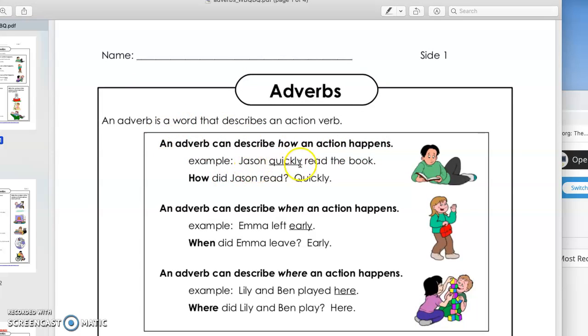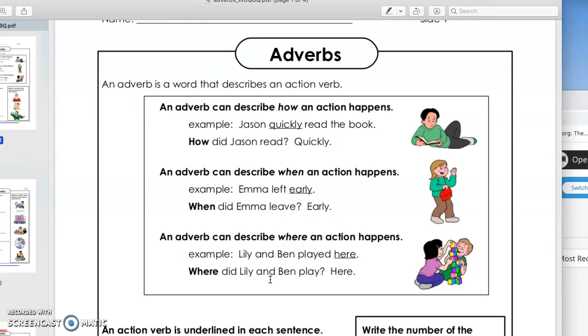For example, Jason quickly read the book. So we ask ourselves, how did Jason read? He read quickly, and if you notice, there's an ly at the end. An adverb can describe when an action happens. When. For example, Emma left early. When did Emma leave? Emma left early. Early ends in ly. Adverbs don't always end in ly, though.